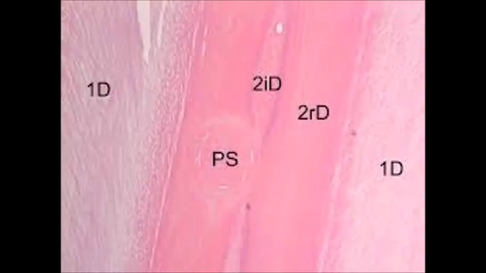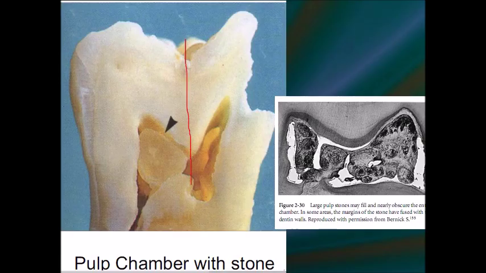In this image we can identify this is the embedded pulp stone. Embedded pulp stone. In the longitudinal section, you can see the size of the pulp stones. Here you can see the size of the pulp stones.